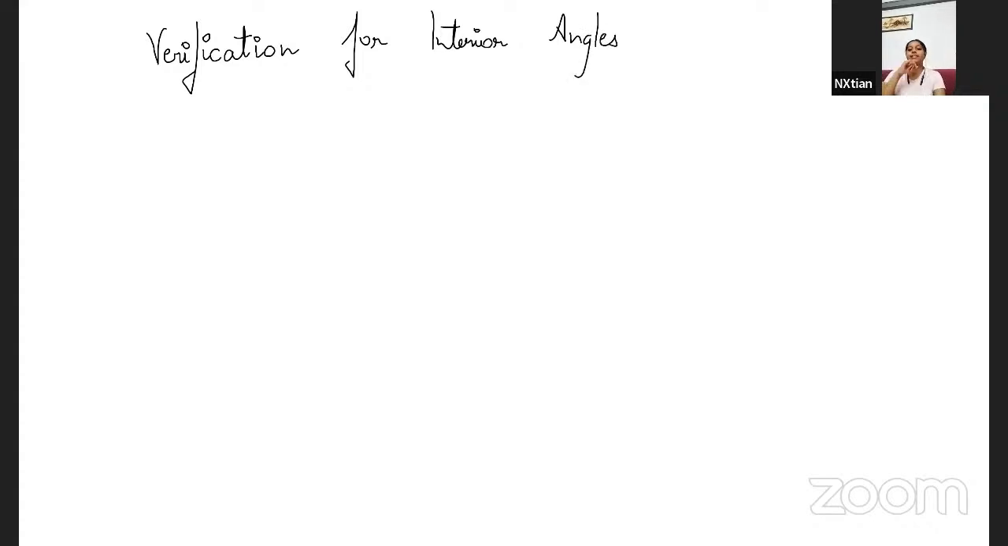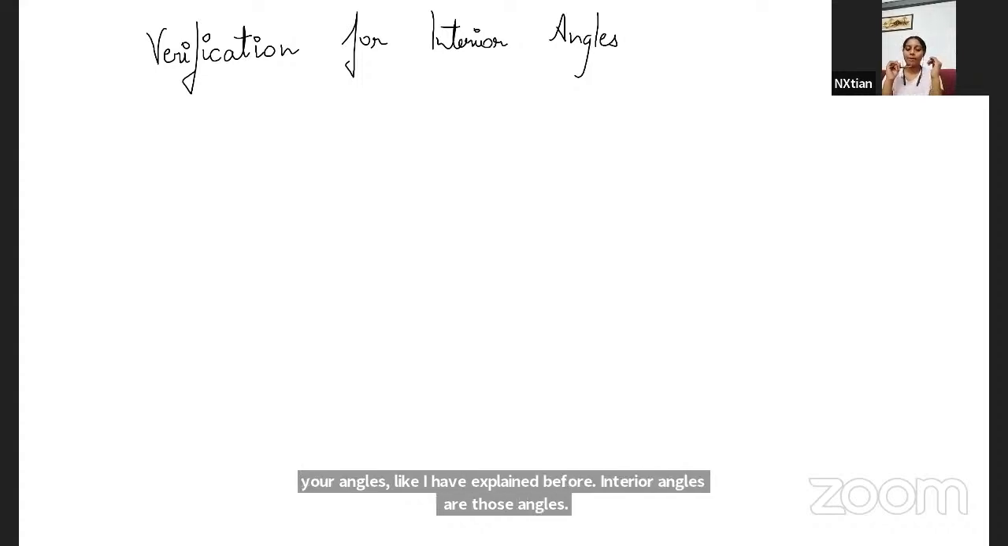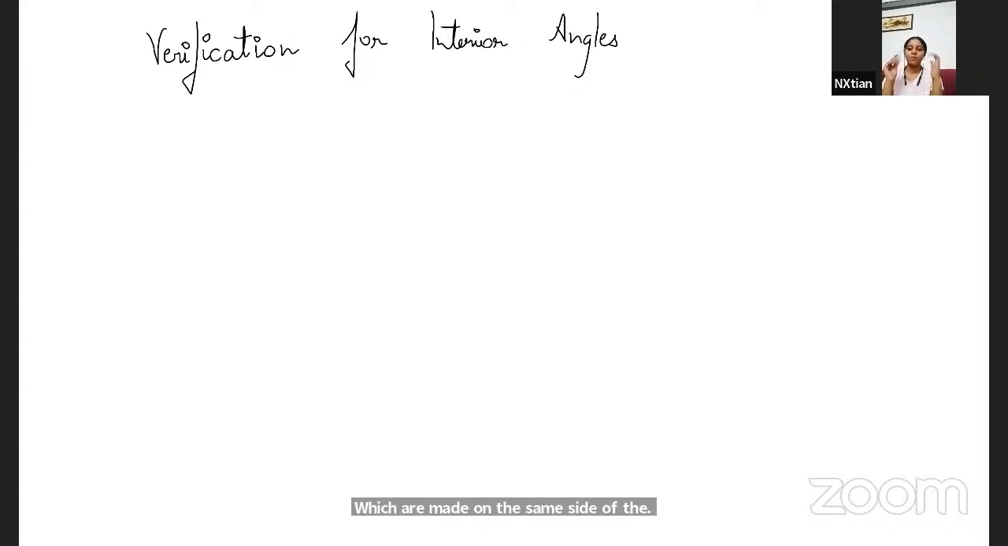Now what are interior angles? Like I have explained before, interior angles are those angles which are made on the same side of the transversal, between two parallel lines, whose sum is equal to 180 degrees. Okay, the sum is 180 degrees. So we will do its construction and we'll do the verification.